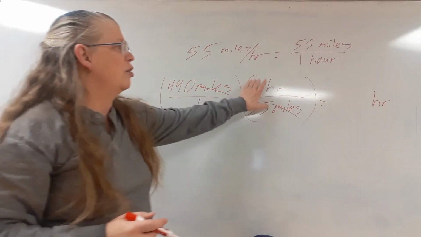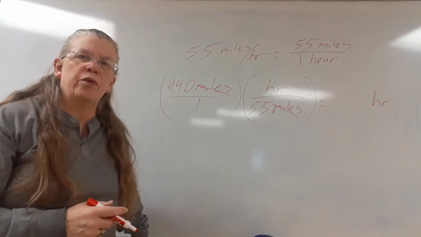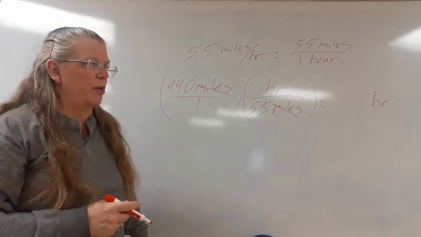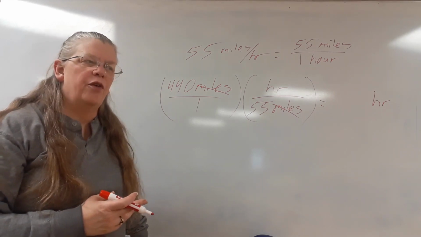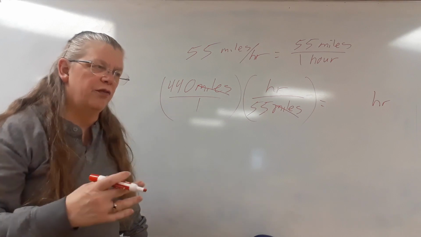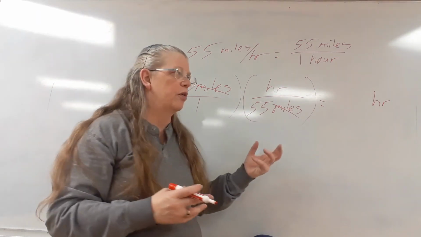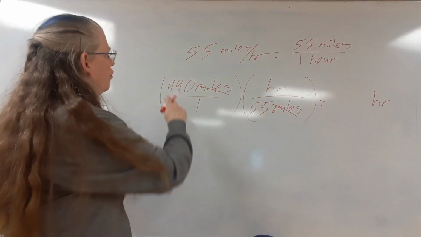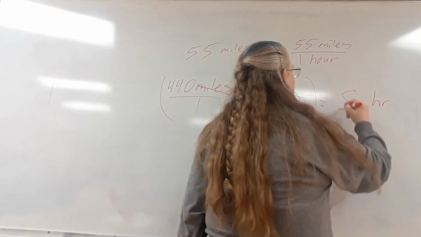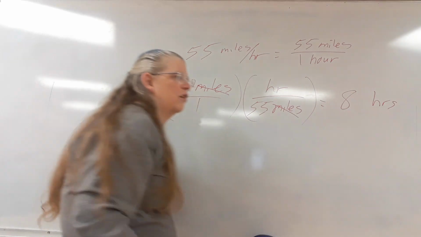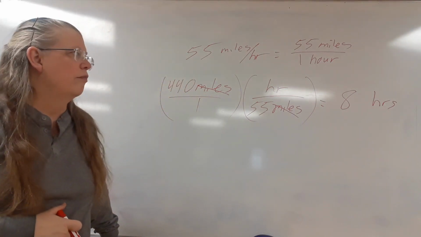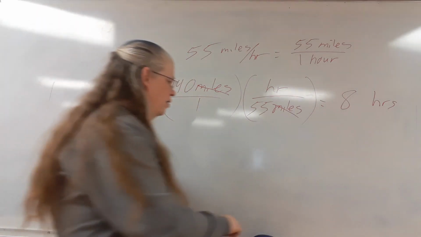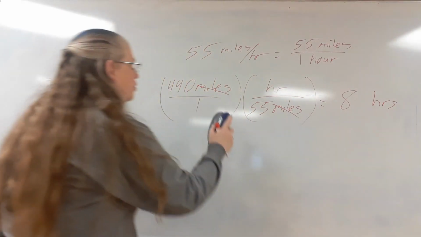We look at the units. Units will usually tell you what to do in a problem. So if you have a hard time figuring out whether you're adding or subtracting or multiplying or dividing or what you're supposed to be doing with this number, look at the units. Okay, 440 divided by 55 is 8 hours. Okay, that's how we do conversions.